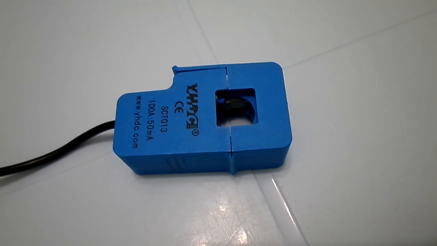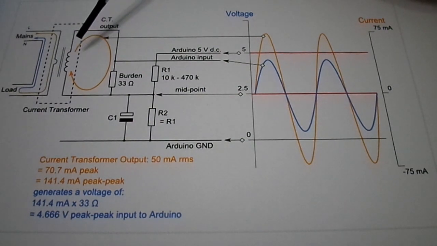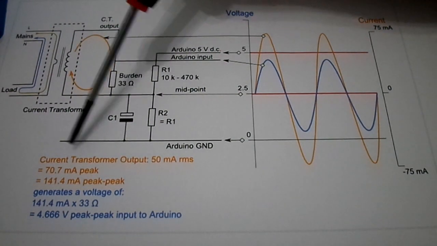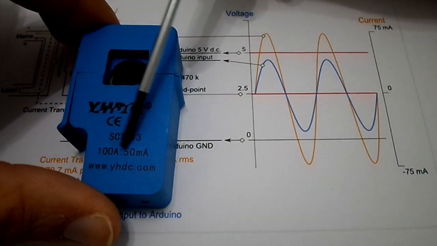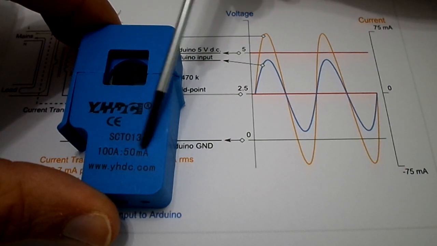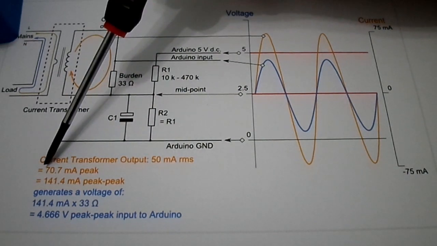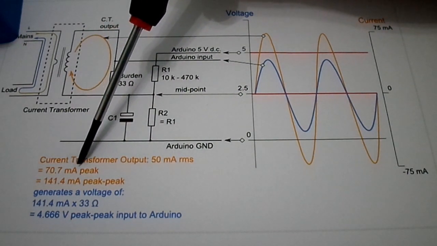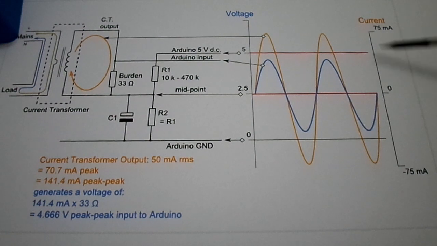Like any other transformer, the current transformer has a primary winding or magnetic core and a secondary winding. The CT transformer has a current output of 50 milliampere RMS. It's written here: primary 100, secondary 50 milliampere. So this 50 milliampere RMS is equal to 70.7 milliampere peak and 141 milliampere peak to peak. So from here to here is floating current.